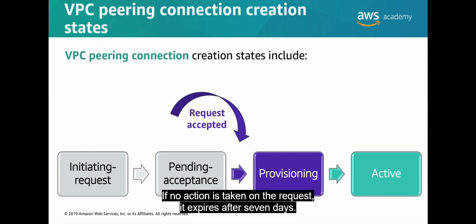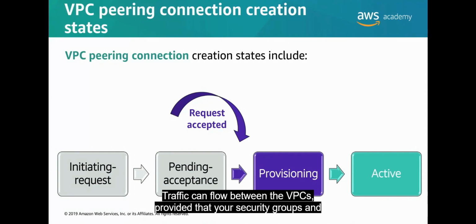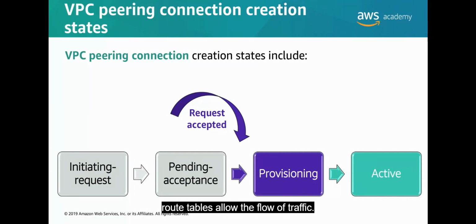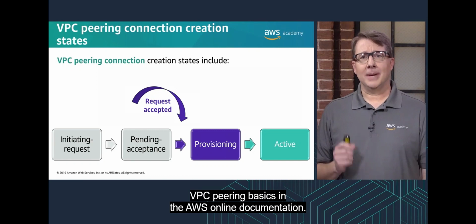If no action is taken on the request, it expires after 7 days. The next state is provisioning. The VPC peering connection request has been accepted and will soon be in the active state. The final state is active. The VPC peering connection is now active. Traffic can flow between the VPCs, provided that your security groups and route tables allow the flow of traffic. For more information about VPC peering, search for VPC peering basics in the AWS online documentation.